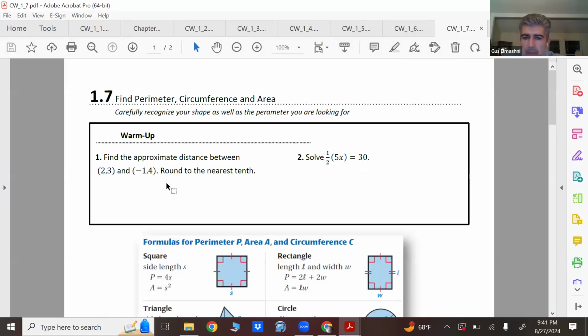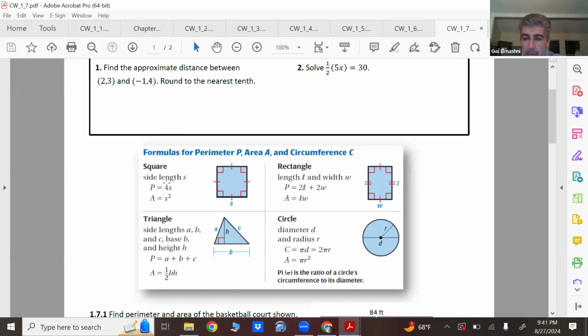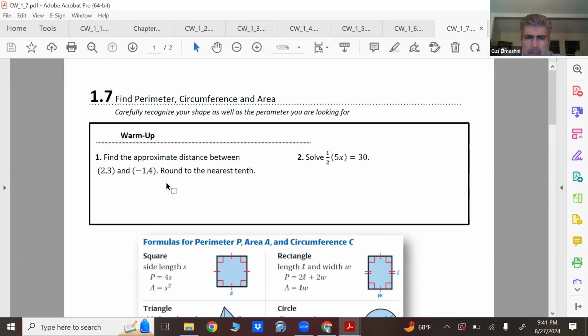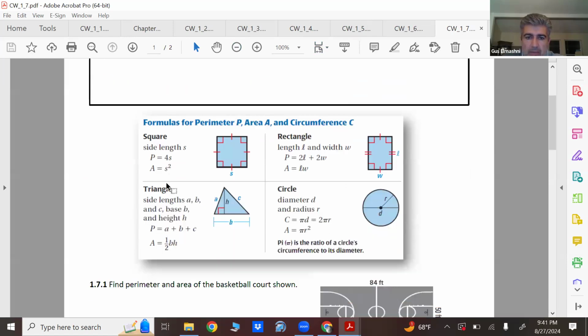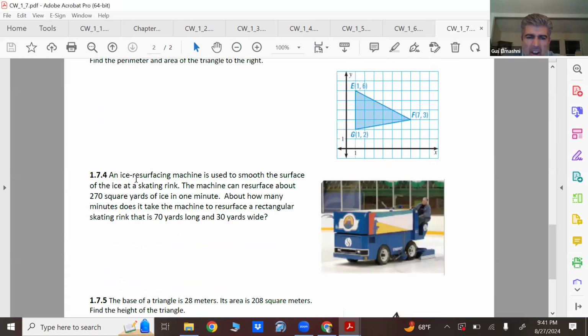Perimeter, circumference. Perimeter is when you add up all the sides. For area you multiply the two dimensions to get the two-dimensional space taken up, like if you're measuring the area of a floor. Circumference is 2 pi r. That's what we have there.